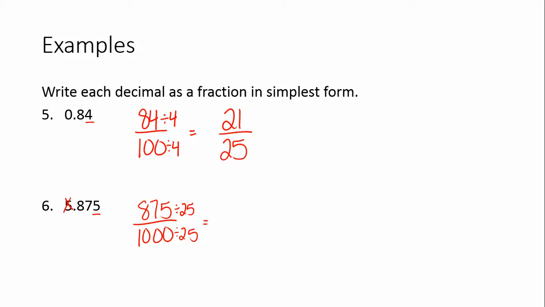25 goes into 100 4 times, and there are 8 hundreds. So 8 times 4 would be 32. Then it goes into 75 3 times, so 32 plus 3 would be 35. 25 goes into 100 4 times, so it would go into 1,000 40 times. 35 and 40 are both still divisible by 5. 35 divided by 5 is 7, and 40 divided by 5 is 8.